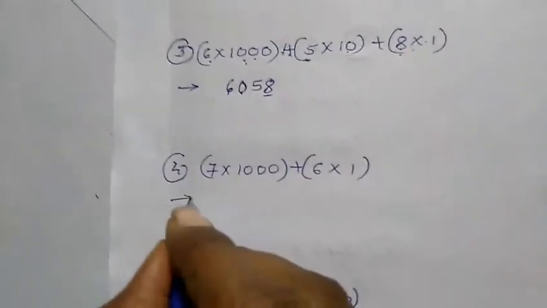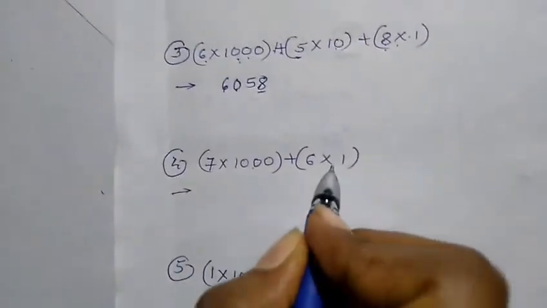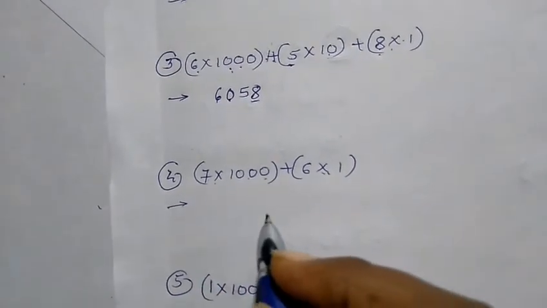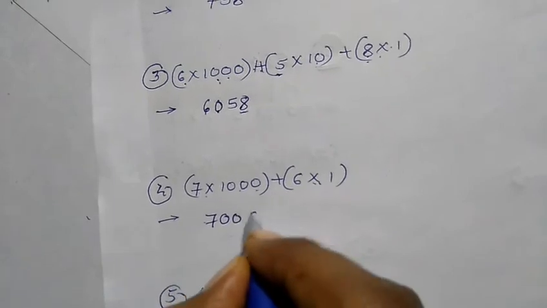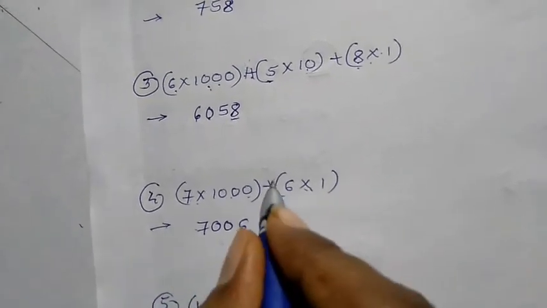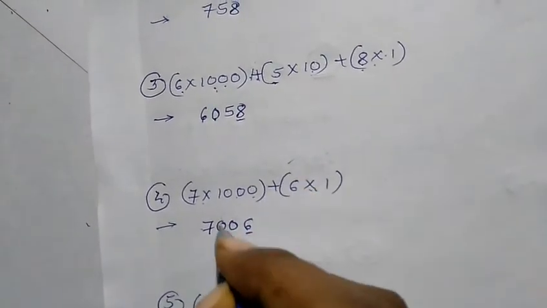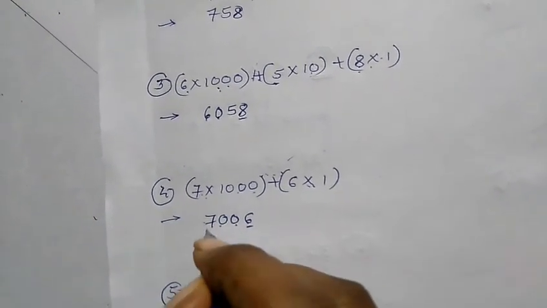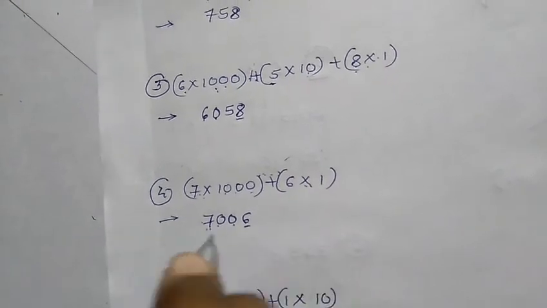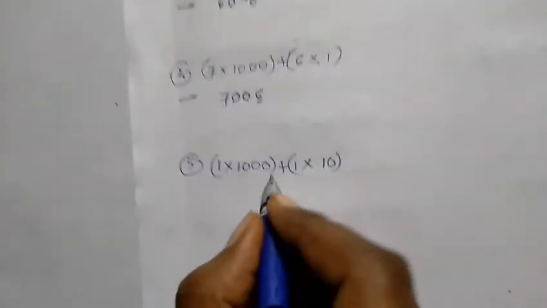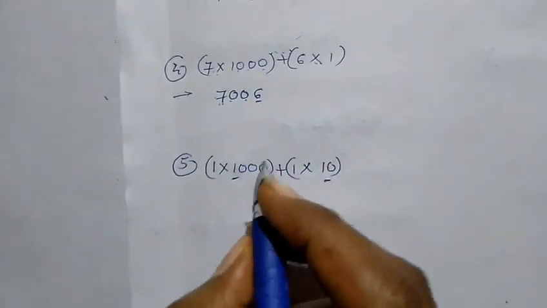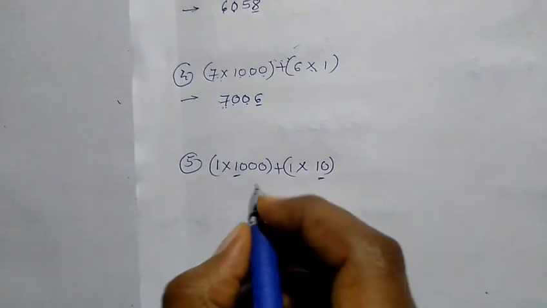Okay. Then second, observe 7 into 1000 and 6. That means 7000 plus 6 is 7006. So you can write 7006. So 6 at the unit place, 10th is not given, 100 is not given. That means there is a 0 and another 0, and at the 1000 place 7. So 7006. Then again they have given 1 into 1000, the 10th place is given and the 1000 place is given. So you can write this one as 1010.